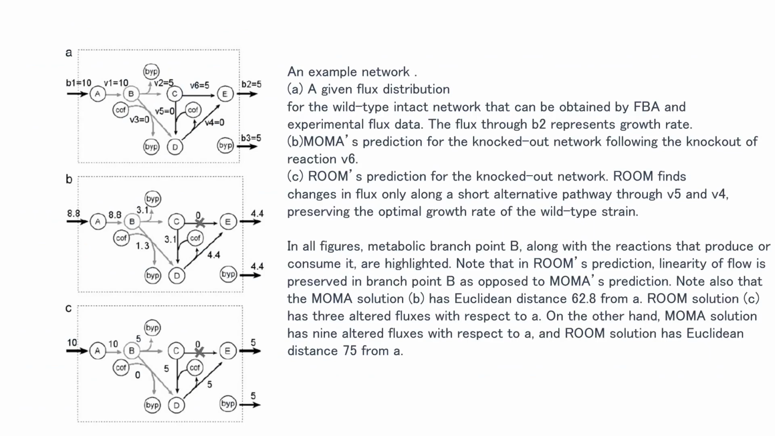Here also V6 is knocked out. The difference is that ROOM finds changes in flux only along a short alternative pathway through V5 and V4. So basically here is your V4 and here is your V5. Instead of going from C to E, it is moving from D to E, preserving the optimal growth of this system.